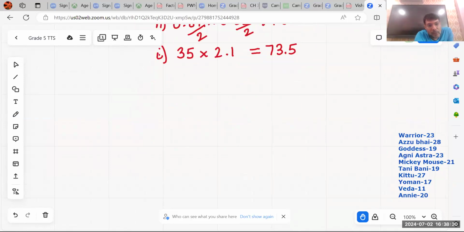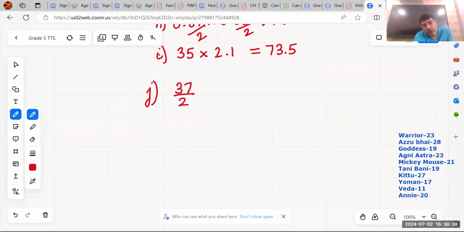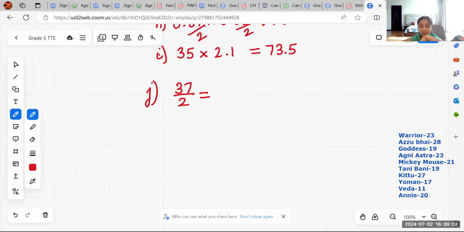So before we proceed to division, let me give you a question. Let me see if you remember the concept. 37 by 2 converted into a decimal number. Sir, what do we have to do? You have to convert it into decimals.